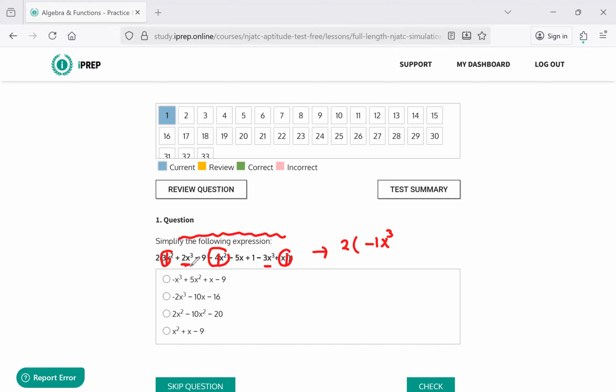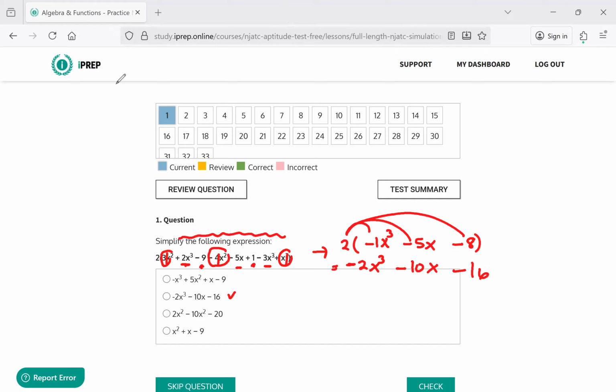Okay, now let's do our x's. We have a negative 5x. That's it, so just bring that down. And then my constants are negative 9 and positive 1, so that's negative 8. That makes it a lot easier. Then you can distribute the negative 2. This is going to be negative 2x cubed, this is going to be negative 10x, and then this is going to be negative 16. So that is the answer: negative 2x cubed minus 10x minus 16.